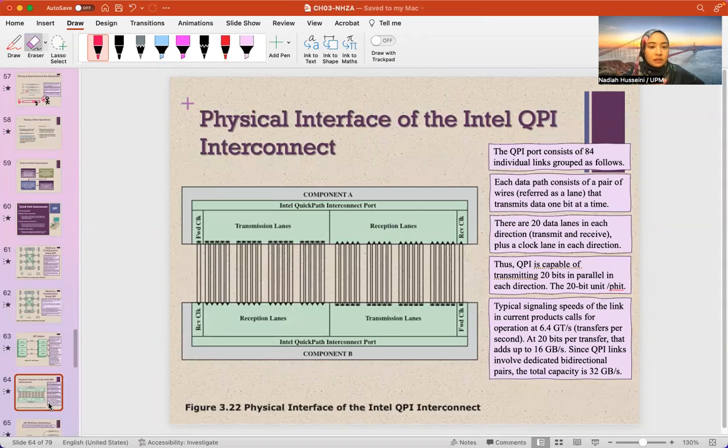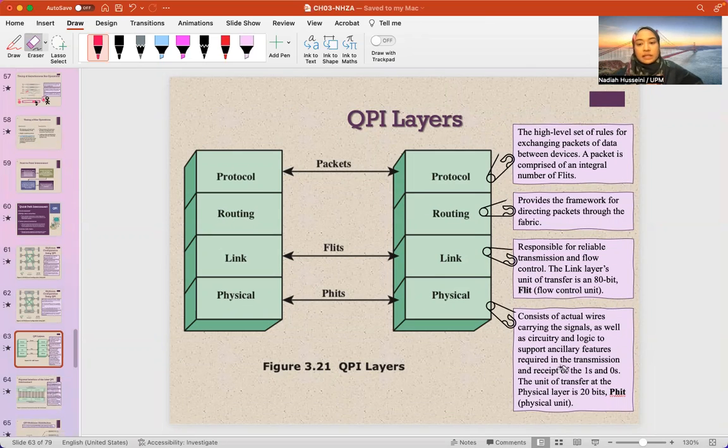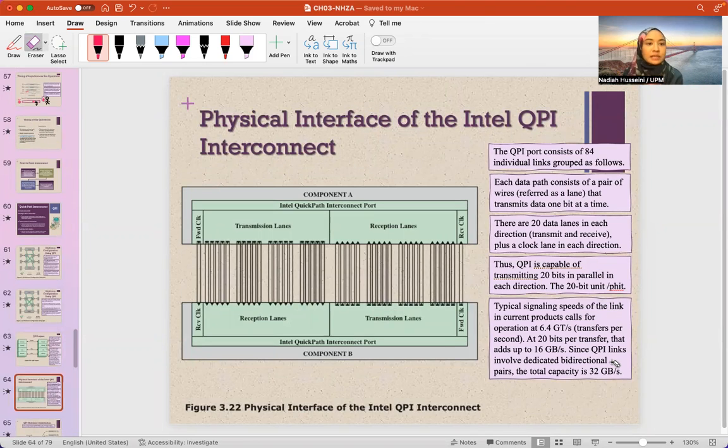So this is the physical layer. Remember the definition of the physical layer. It consists of actual wires carrying the signals, and the unit of transfer at the physical layer is 20 bits. So let's see if that really is the case. So this is our physical layer, which consists of actual wires.